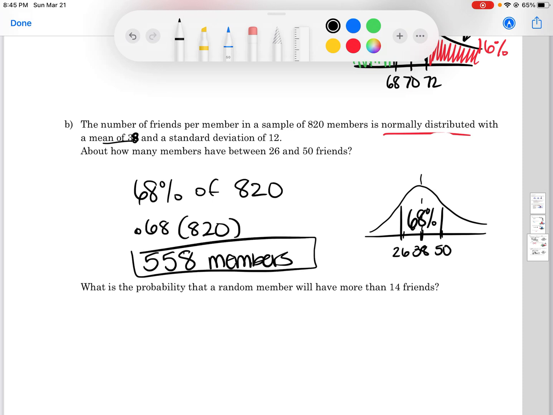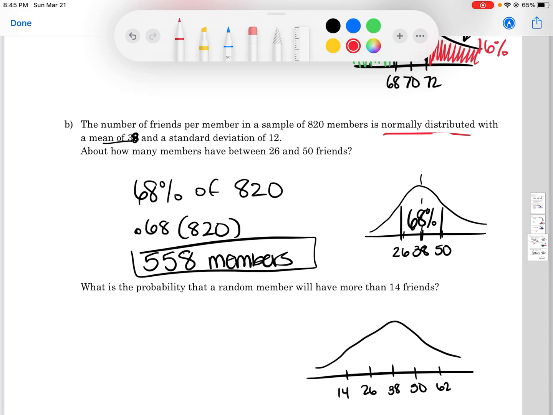All right, what's the probability that a random member will have more than 14 friends? All right, so let's keep counting. We said the center was 38. If we go up and down, that's 50 and 26. If we go up again, that's going to be 62. Down again is going to be 14.